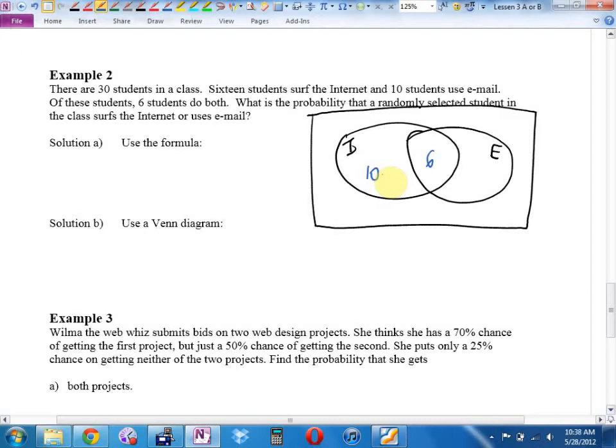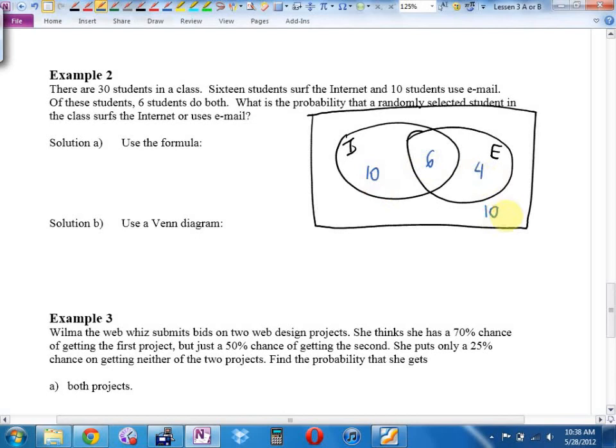See it? How many kids email? Grand total. How many only email but aren't into surfing the web? Oh, how many kids neither surf the web nor have an email address? How many are outside of both of these ovals? How many kids are there in this class grand total? 30, and right now I got 10, 16, 20. You know what? Gotta be.